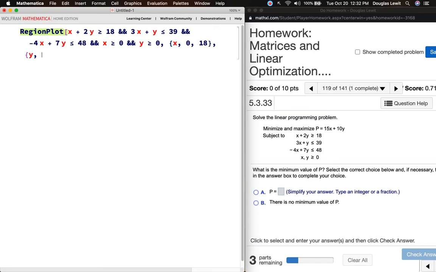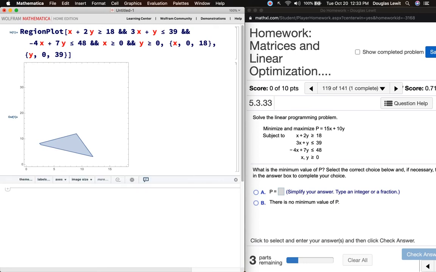Now for the y range, if x is equal to 0 here, 2 times 9 is 18. If x is equal to 0 here, y is 39. If x is equal to 0 here, y is going to be 7 times what is 48. 7 times 7 is 40, about 7. So it looks like y should go up to 39 if we want to see the entire picture.